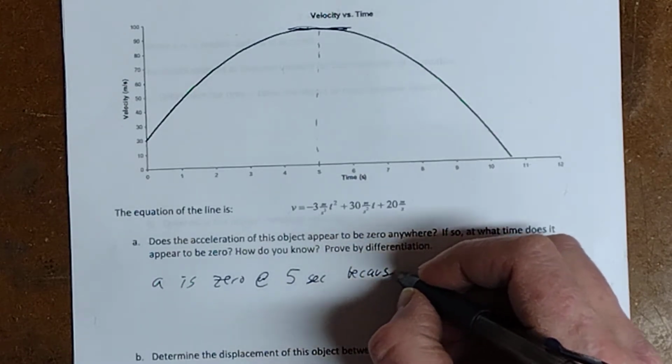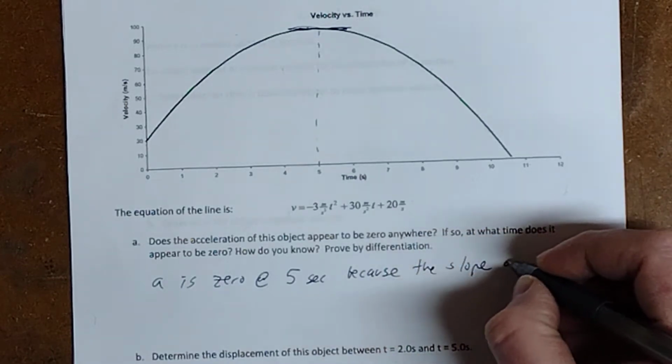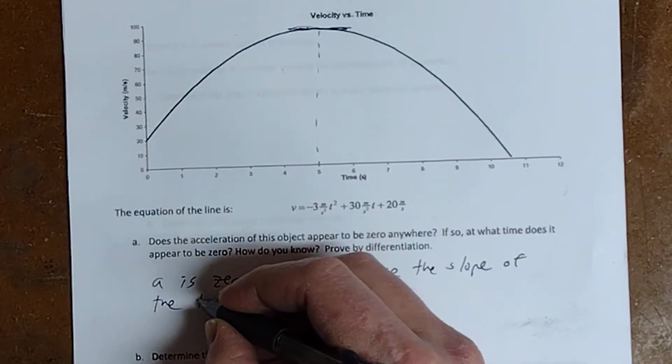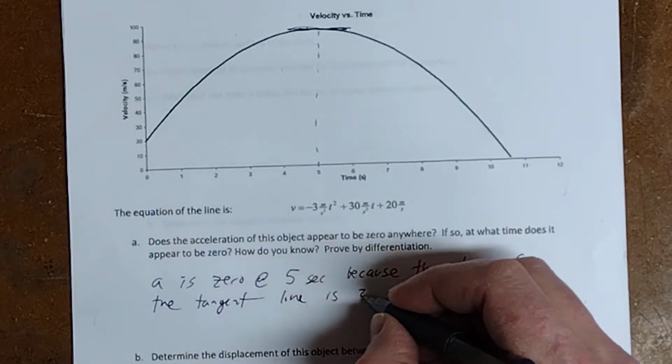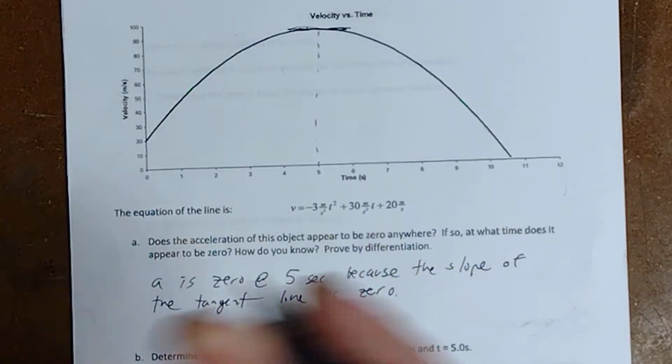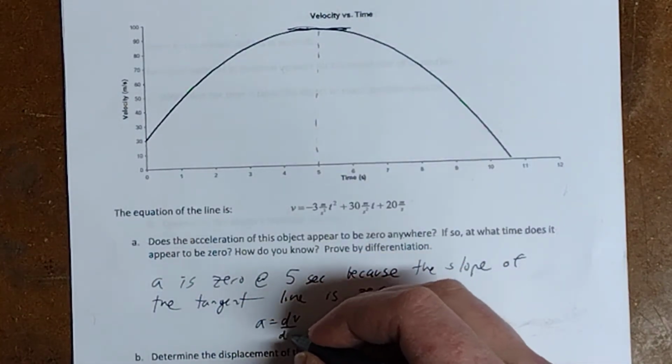Because the slope of the tangent line is 0. Proved by differentiation. Alright, so a equals dv/dt.